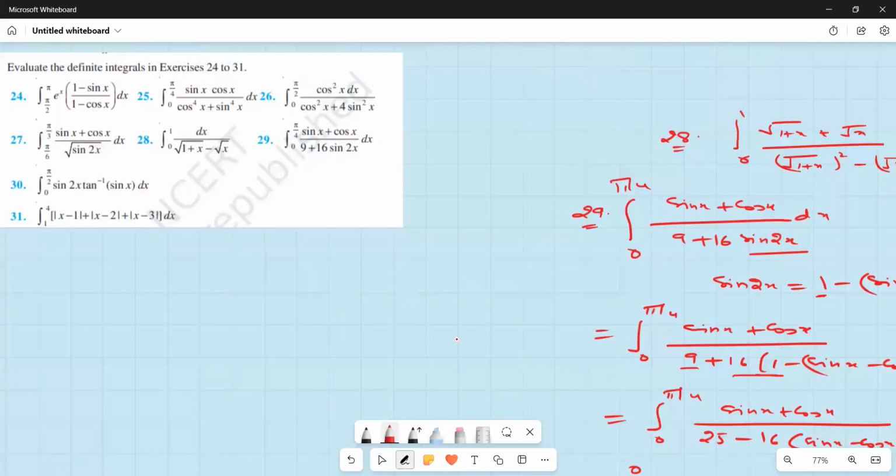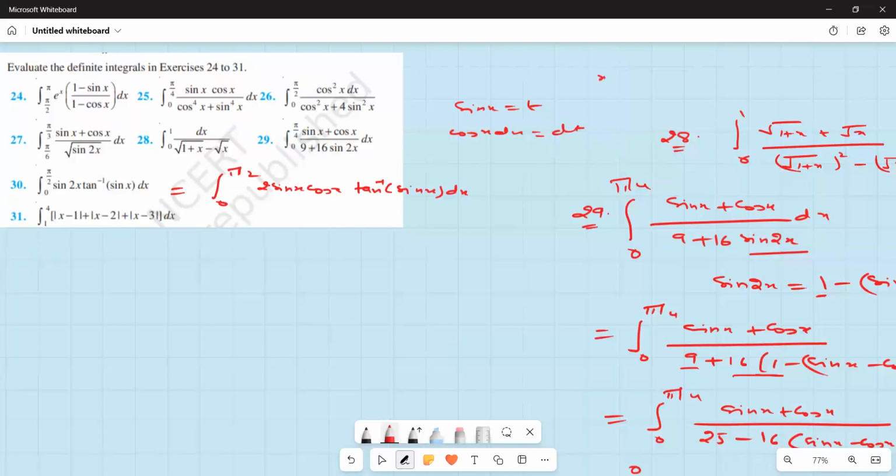Sin 2x will be 2 sin x cos x, no? The limits are 0 to pi by 2, and the integrand is tan inverse sin x dx. So take sin x as t, then cos x dx will be dt.